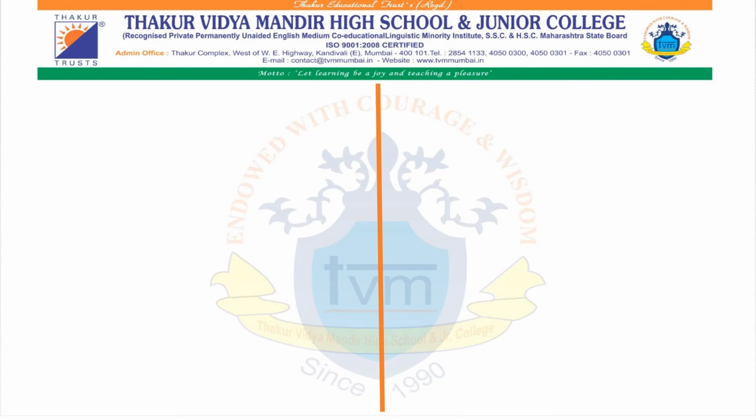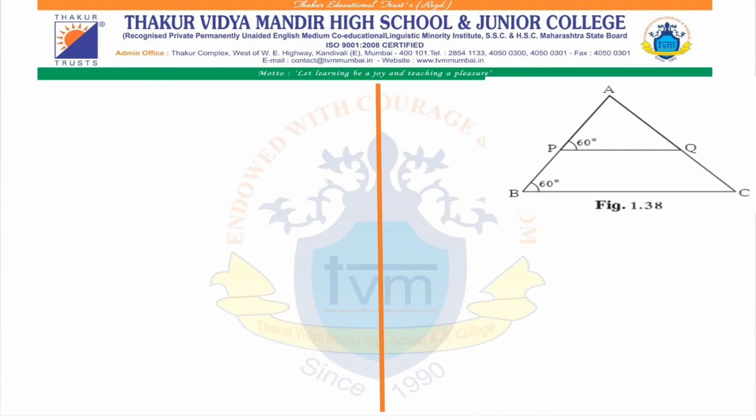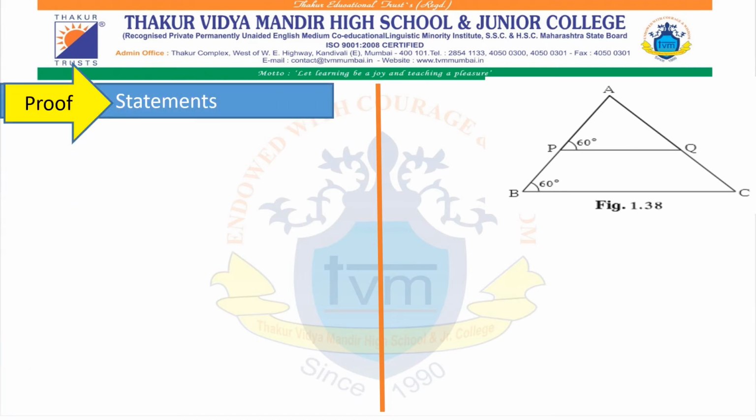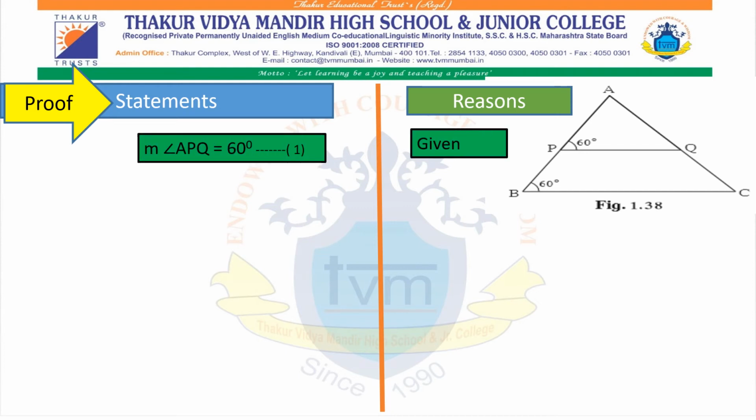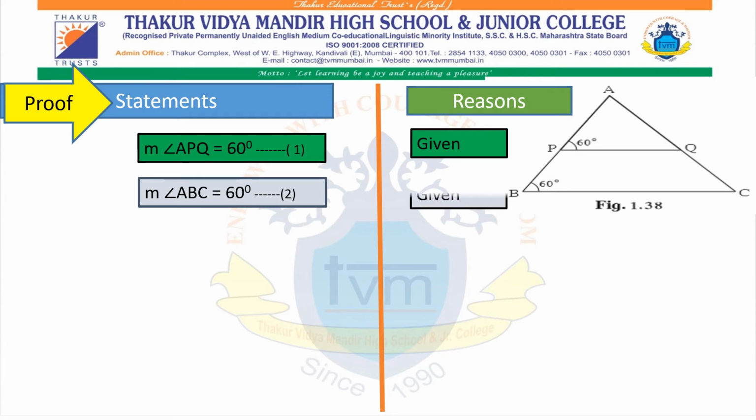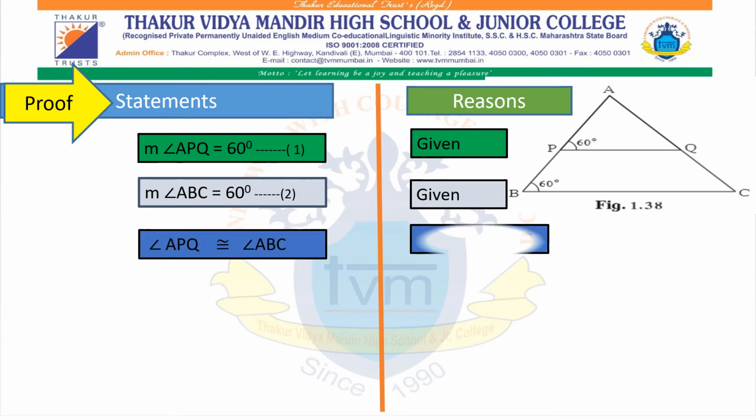Now let us prove this sum. You can see the diagram on the screen. Again, we have two parts of it: statements and reasons. Left hand side we will be writing statement, right hand side we will be writing its reason. So we already know measure of angle APQ, which is 60 degree. Reason is given. Measure of angle ABC, which is again 60 degree, given to us. Since measure of these two angles are equal from 1 and 2, we'll get these two angles are congruent.